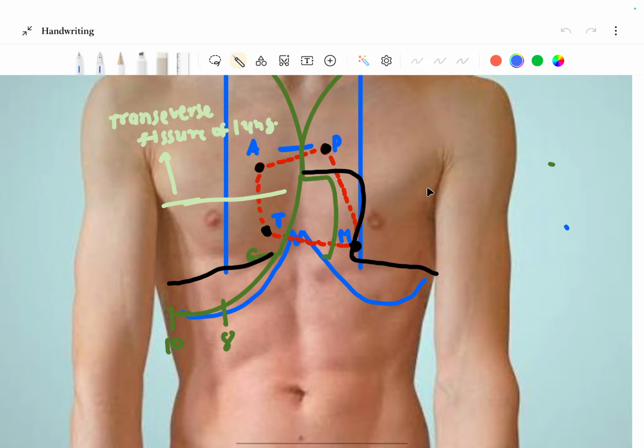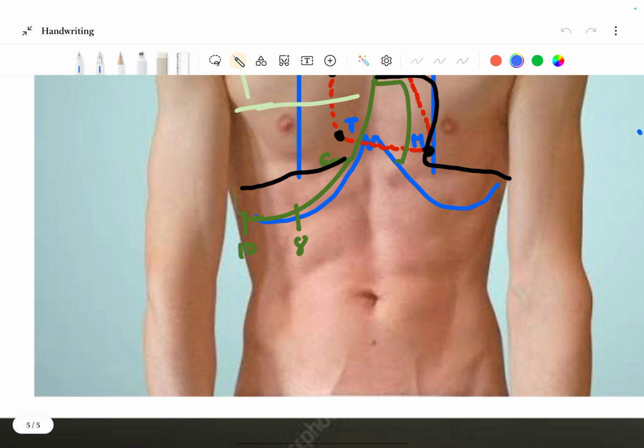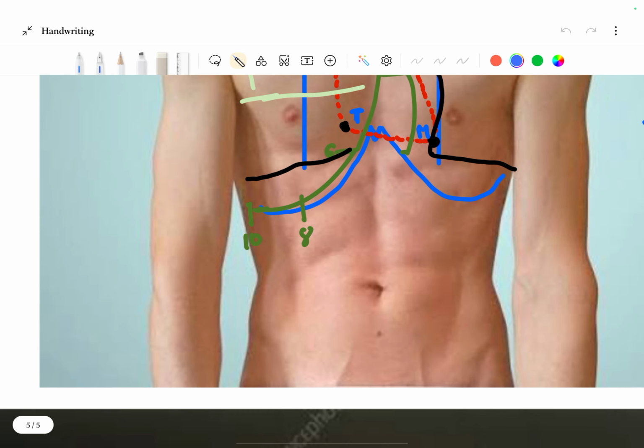Now this will be your heart, this will be your pleura, the lungs. Okay, so it is clear. Now there is something more about the transverse fissure of the lung and the oblique fissure of the lung, but it comes in the visit, not needed for you. Okay, now let's come to the face.